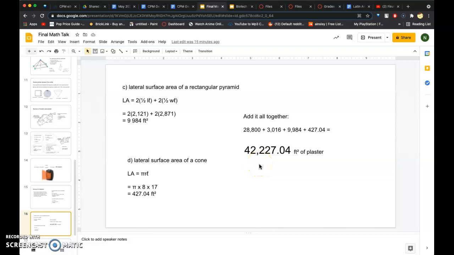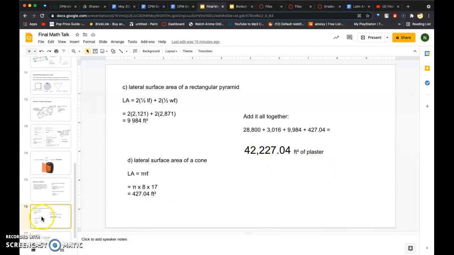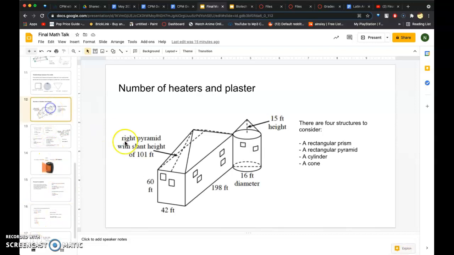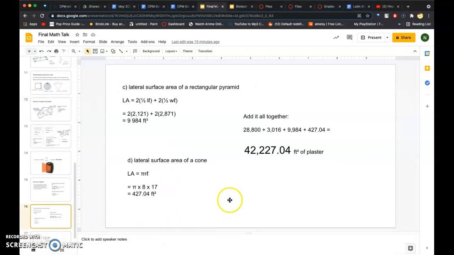Add that all together, and we need 42,227.04 feet of plaster, or you can just round it to 42,227 square feet of plaster. So that's the total amount of plaster if you want to cover all the outside of the building. I don't know if the roof is made of slate or something and doesn't need plaster, but I calculated it anyways in the event that it does. But if you're looking to surround the whole castle with plaster, this is the amount you need.